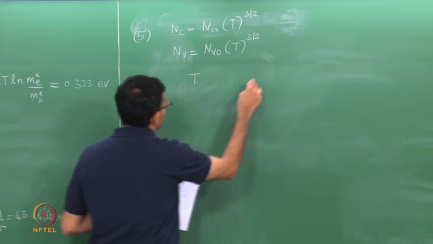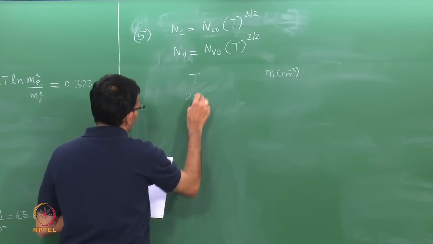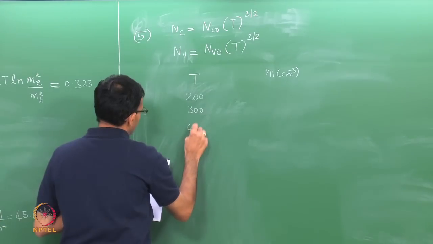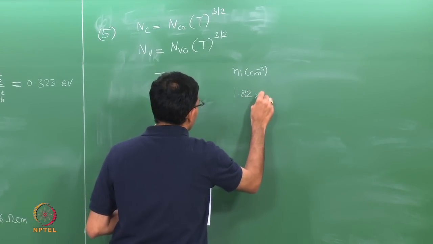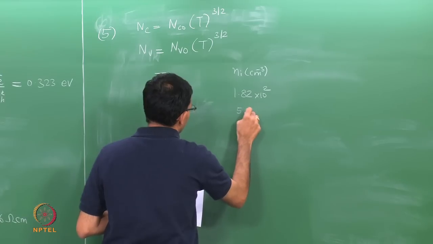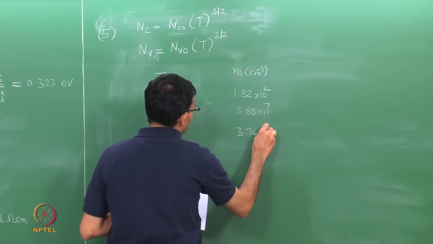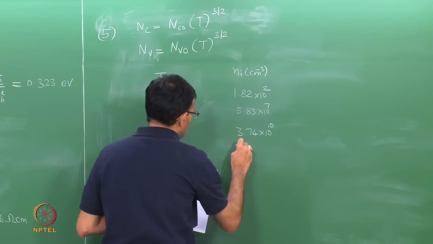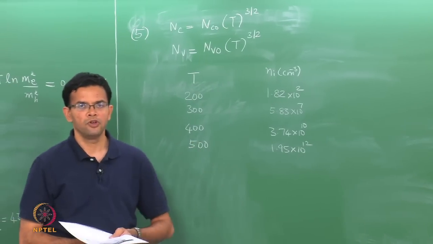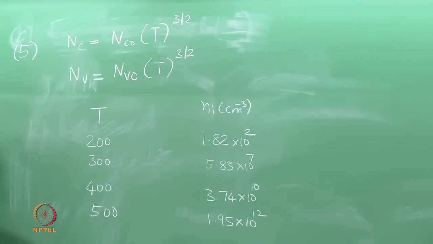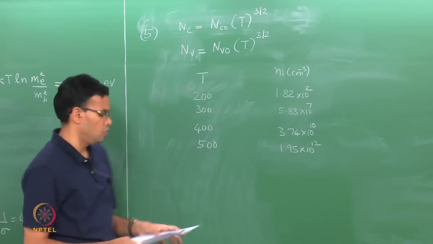So, we have temperature values and Ni in centimeter cube. So, 200, 300, 400 and 500, and the values of Ni to the 7. So, we can see that with increase in temperature, the value of Ni also increases. So, the question asks us to determine this product Nc naught times Nv naught and also the band gap. So, both Eg and these two numbers are not known.